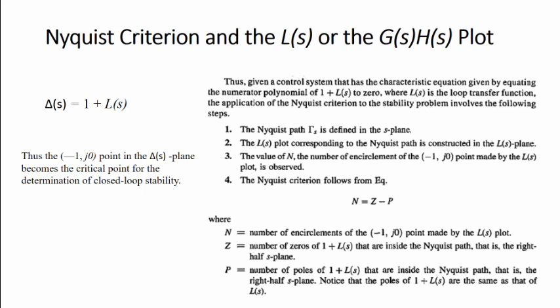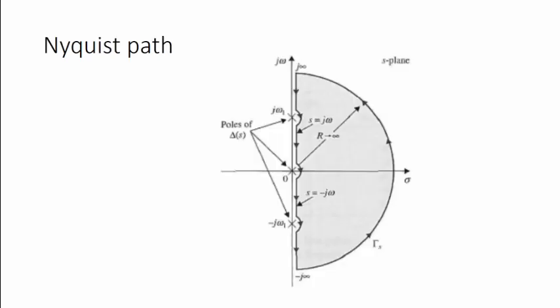So whatever are the poles and zeros inside the Nyquist path, the number of encirclements about the -1 j0 point should be Z minus P. Then the system is stable. Another thing Nyquist has done: for minimum phase systems, Nyquist has defined the entire right half of the S-plane as the path, that is the Nyquist path.